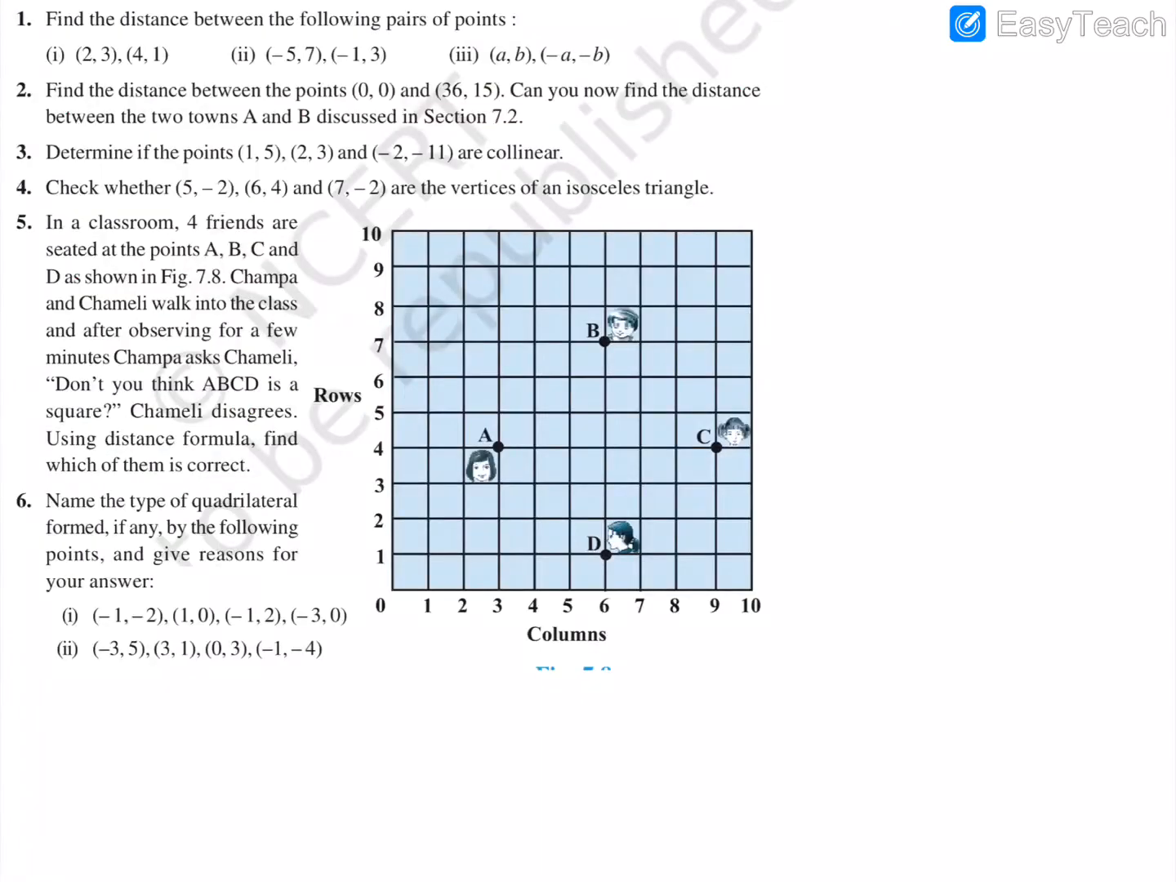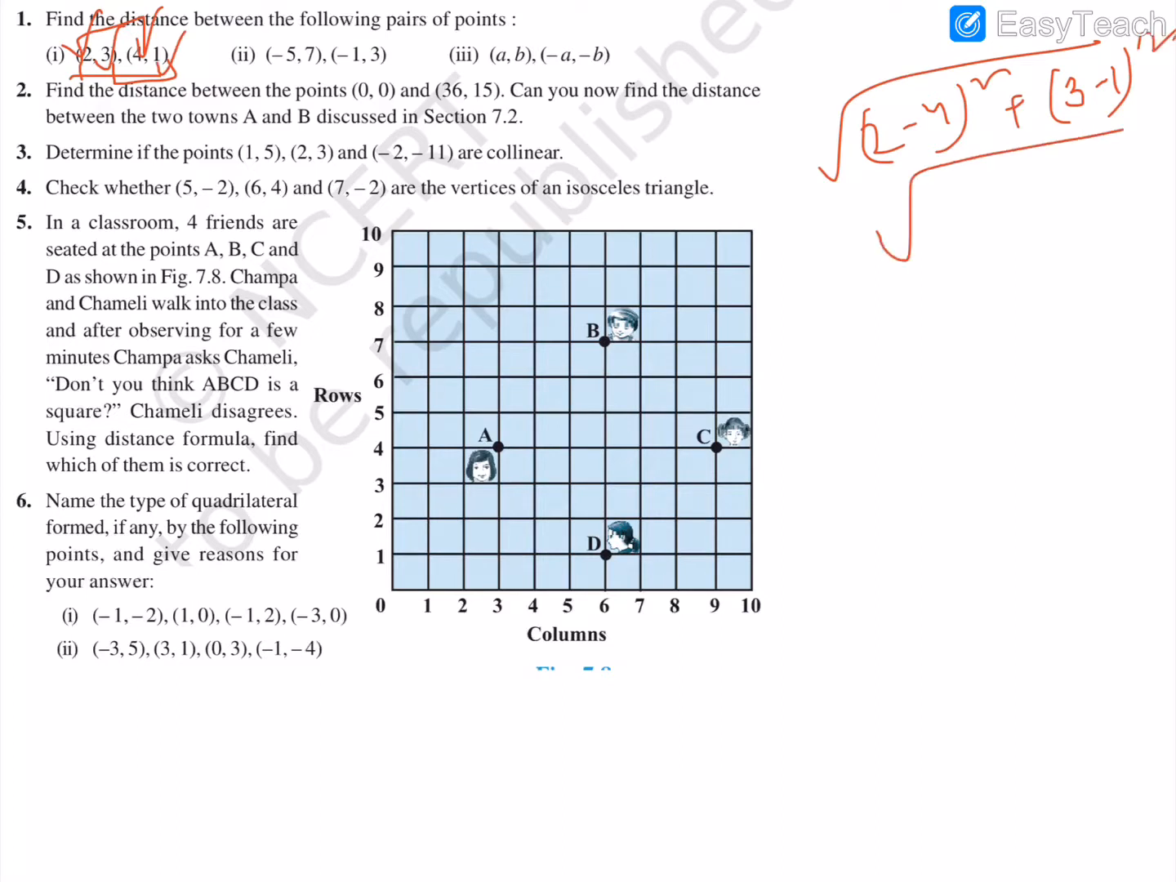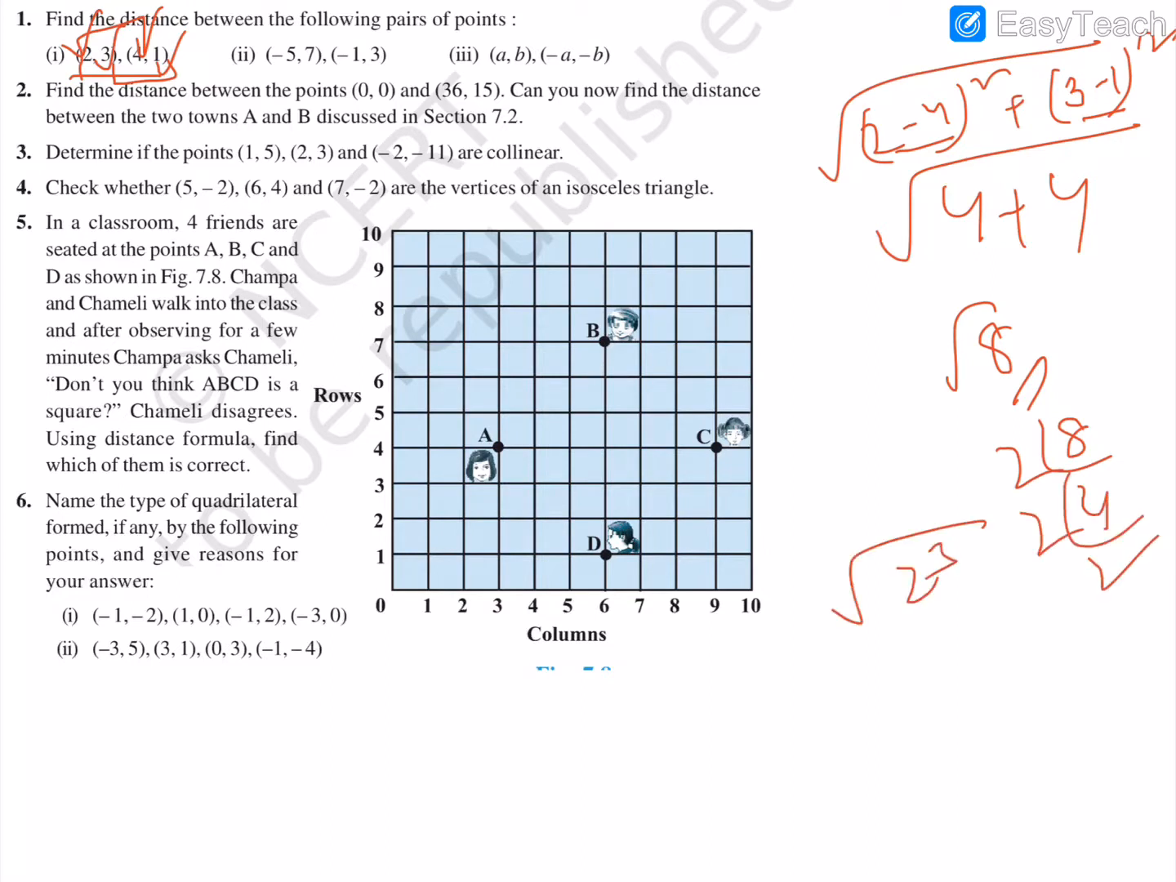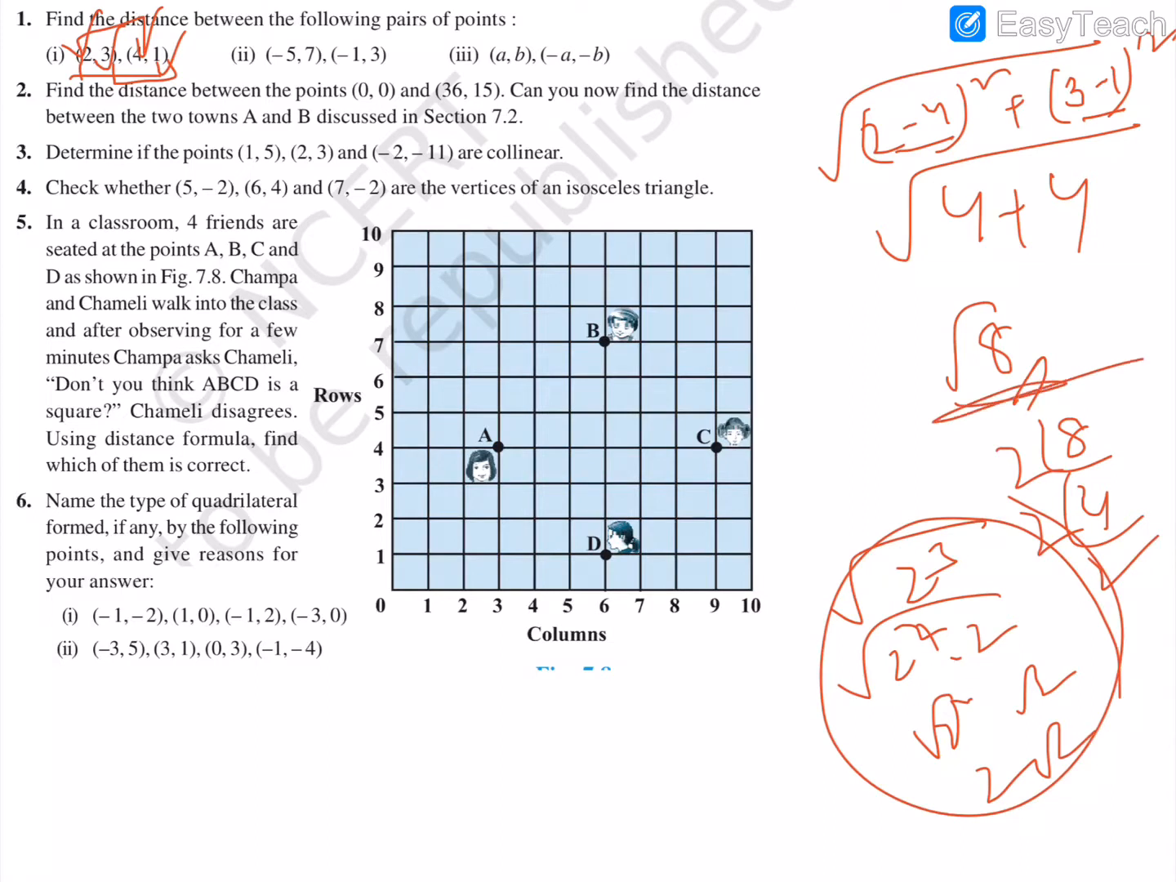Now coming to exercise 7.1. Here we are asked to find the distance. So you directly write the formula, root of (2 minus 4) whole square plus (3 minus 1) whole square, that is, (x1 minus x2) whole square plus (y1 minus y2) whole square. So it becomes (minus 2) whole square, 4, plus 2 square, 4, root 8. You can write this as root 2 cube, that is, root of 2 square into root 2, so 2 root 2. Or else you can stop at root 8 also.